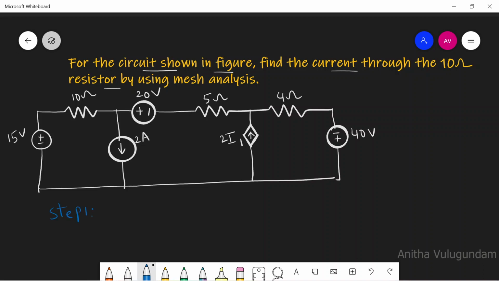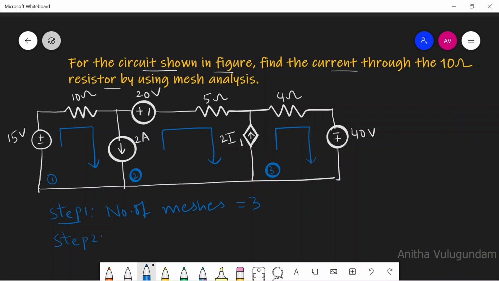Step 1 is to identify the number of meshes in the given circuit. So we have here one mesh, this is the second mesh, this is the third mesh. Let them be 1, 2 and 3. Number of meshes equals 3.